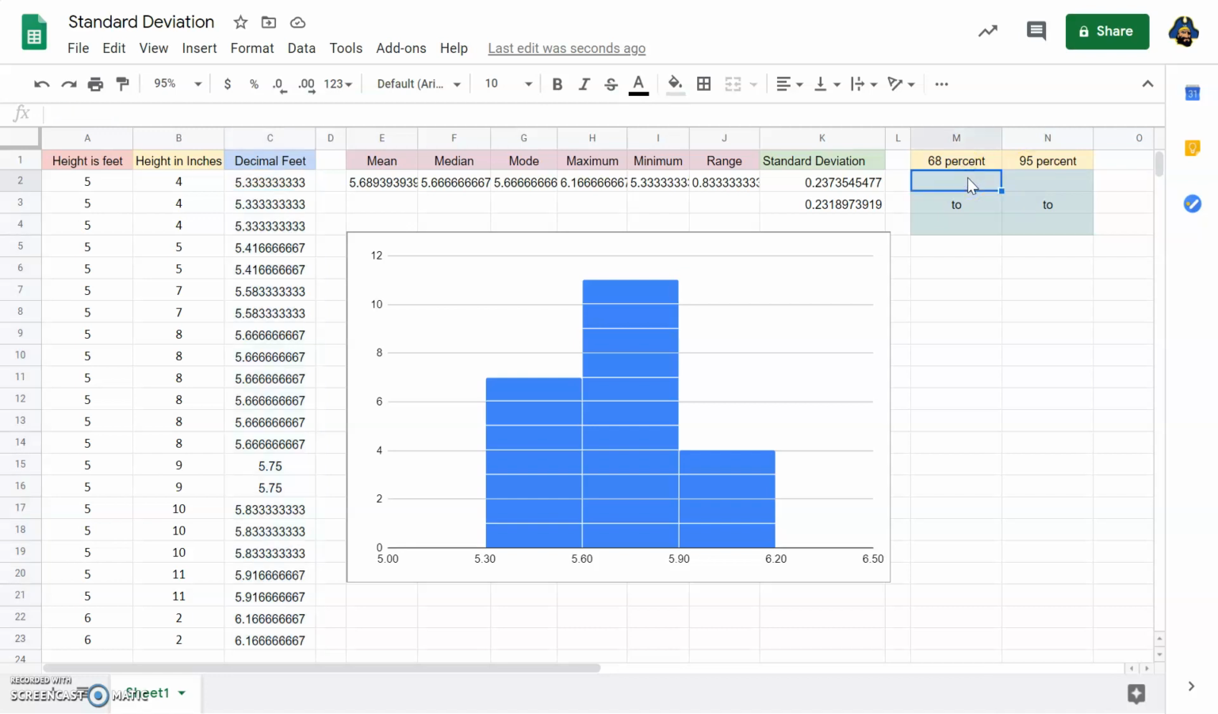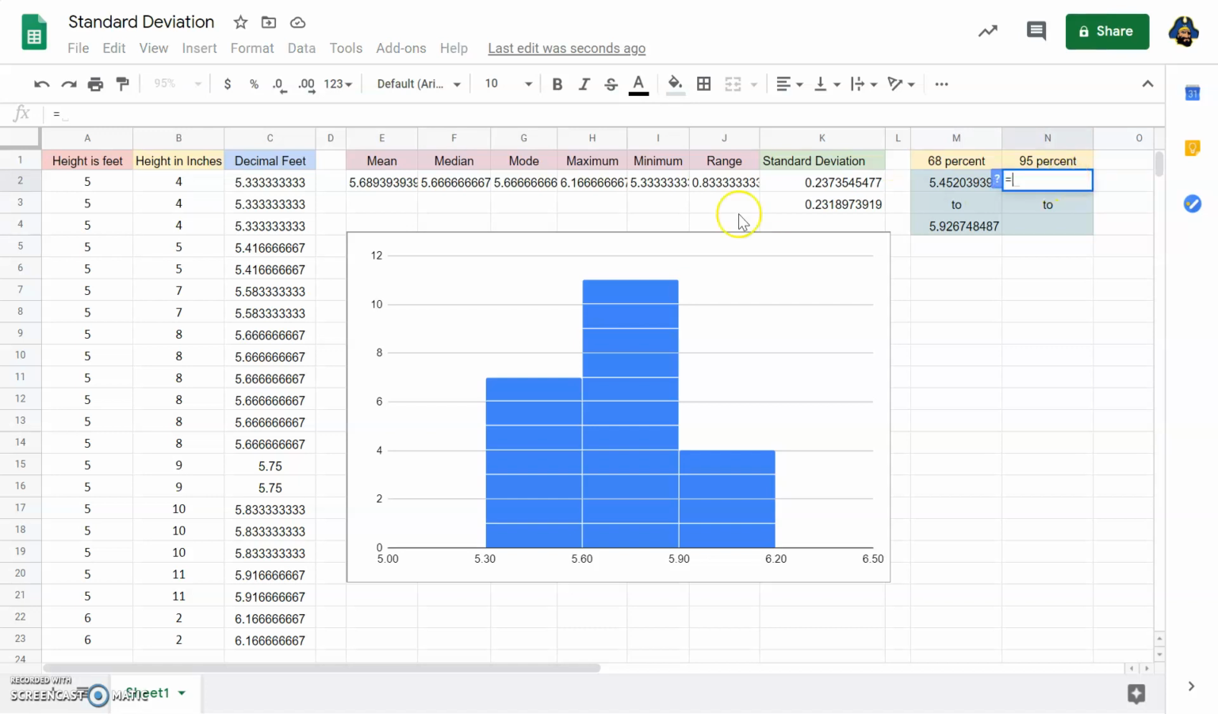So to calculate 68%, we're simply going to put equals the mean minus standard deviation, and then equals the mean plus standard deviation. So 68% of the data falls between 5.45 feet and 5.92. That means if we're using this to infer the heights of everybody in the school, 68% of the people will be between these heights. Let's expand it out and find where 95% of the people should be as far as height. And that's 2 standard deviations.